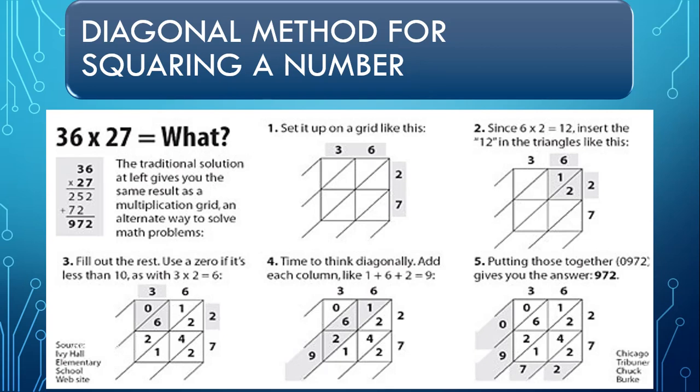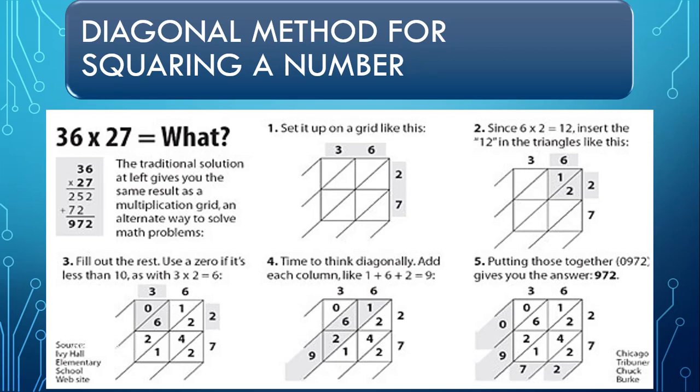If we are going to use the diagonal method, then first we have to form a grid. In the first step, set it up on a grid with 36 in the horizontal and 27 in the vertical way. In the second step, we multiply 6 into 2 and put the value 1 in the upper triangle and 2 in the lower triangle. Similarly, fill out the rest, using a 0 if it is less than 10, as with 3 into 2 is 6. Then we write down 0 in the upper triangle and 6 in the lower triangle.